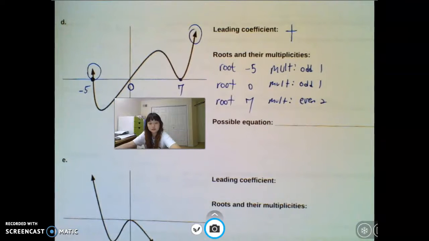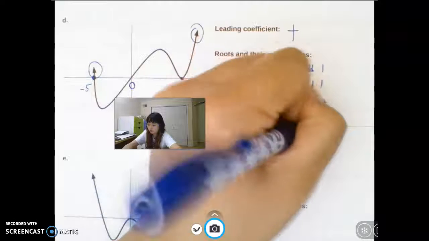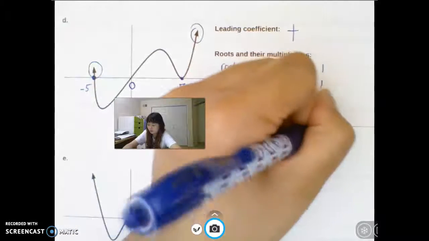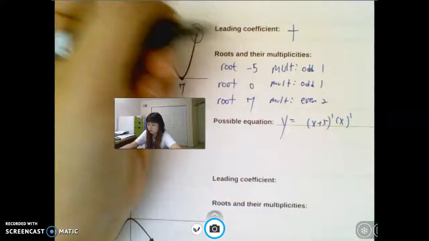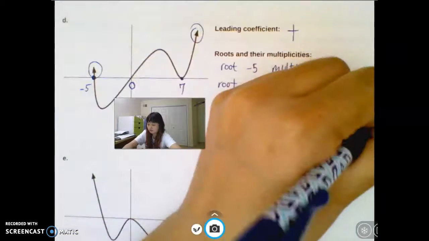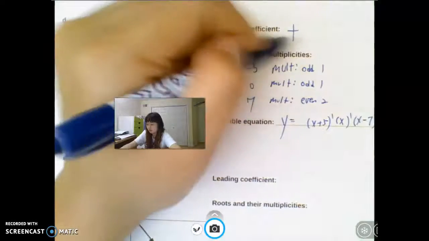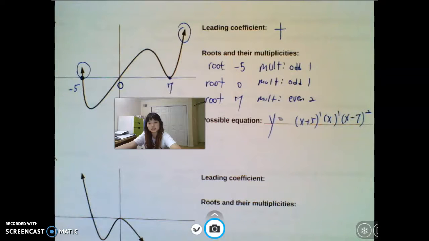There's so many possibilities. All right, possible equation, y equals x, opposite sign, so +5, 1, x, 1, opposite sign, so x minus 7, and even 2, and leading coefficient is positive, so we like it the way it is.